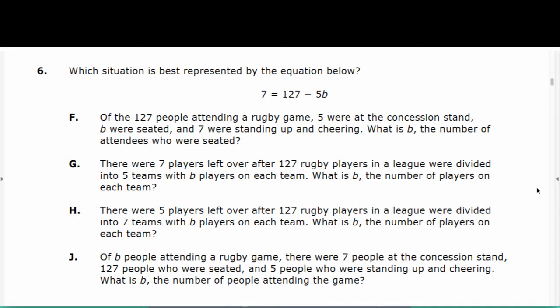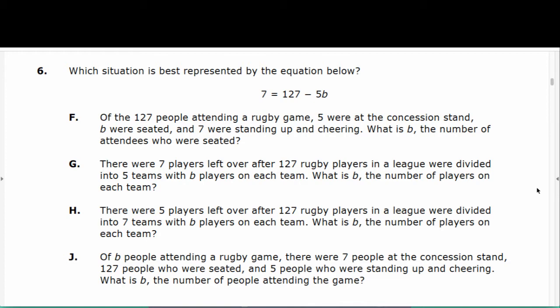Question 6. Which situation is best represented by the equation below? 7 equals 127 minus 5B. F. Of the 127 people attending a rugby game, 5 were at the concession stand, B were seated, and 7 were standing up and cheering. What is B, the number of attendees who were seated?